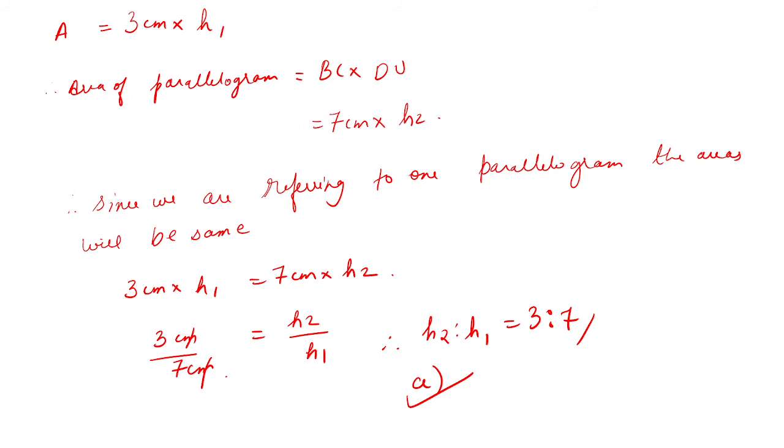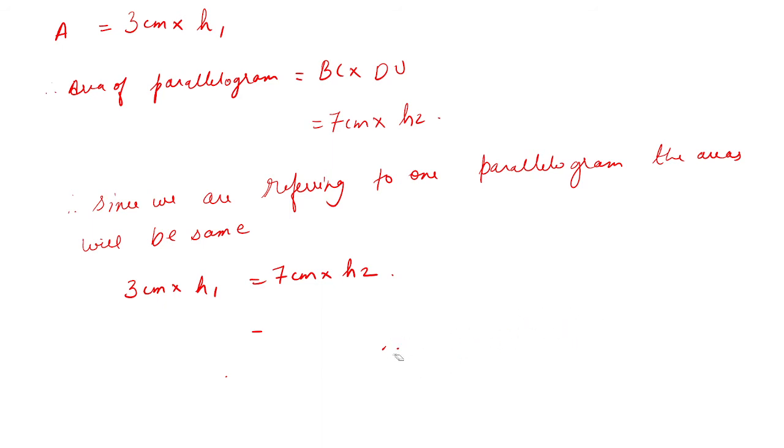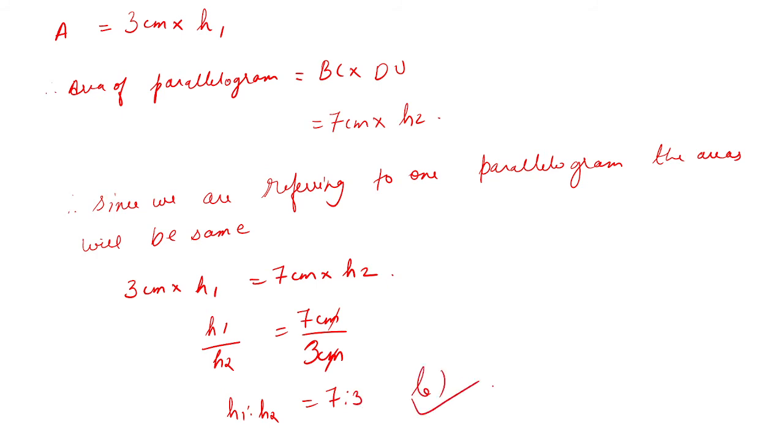Okay, so according to your textbook answer, what happens is that you have to write this as H1 by H2. So this will become 7 centimeter by 3 centimeter. So you can just cancel centimeter. So H1 is to H2, this is the same thing as 7 is to 3. So your option is option number B.